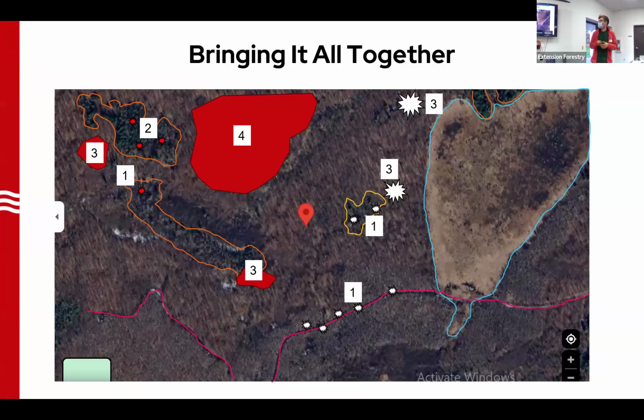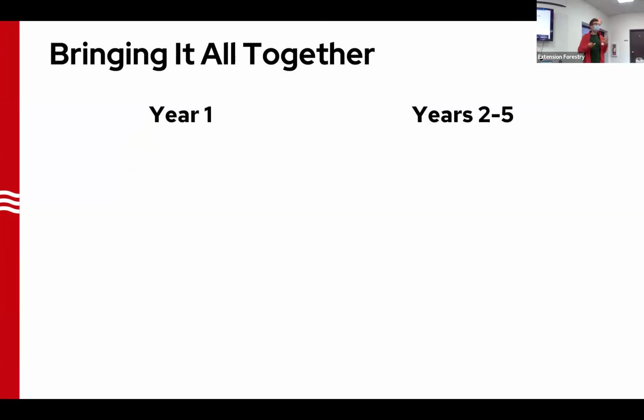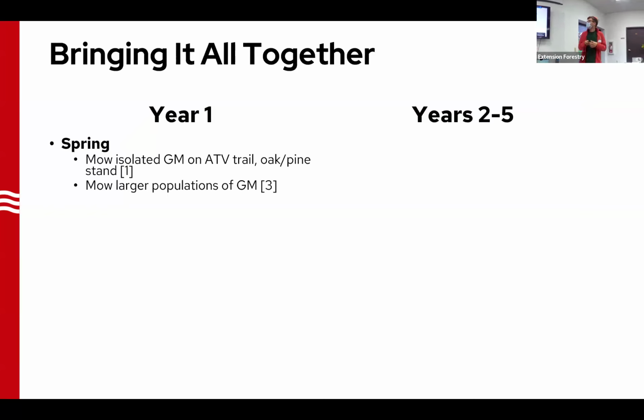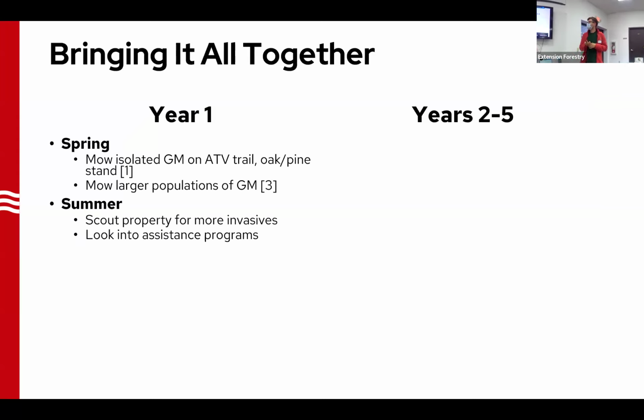So tying this together to that example inventory that I gave you, just spitballing some ideas for planning, this may look like the following. In year 1, I'm really going to target those isolated populations of garlic mustard. Then I might mow some of those medium populations of garlic mustard. In the summer, I'm going to scout the property for more invasive populations, maybe things that I missed in the first go around. And I'm also going to look into some assistance programs that can help me with invasive species management, which we'll talk about a little bit later.